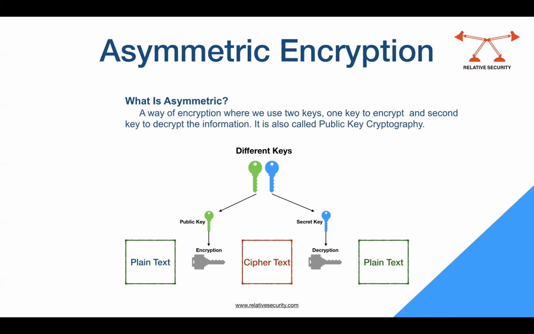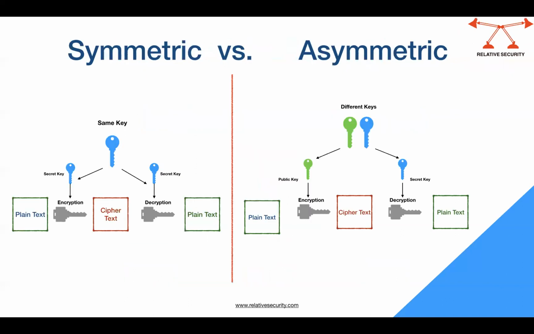But both of these keys, public and private, have to be used together to encrypt or decrypt the information. In our case, we will be mostly focusing on the symmetric encryption, where you have the same key. Just a summary: symmetric, you have the same key; asymmetric, you have different keys.